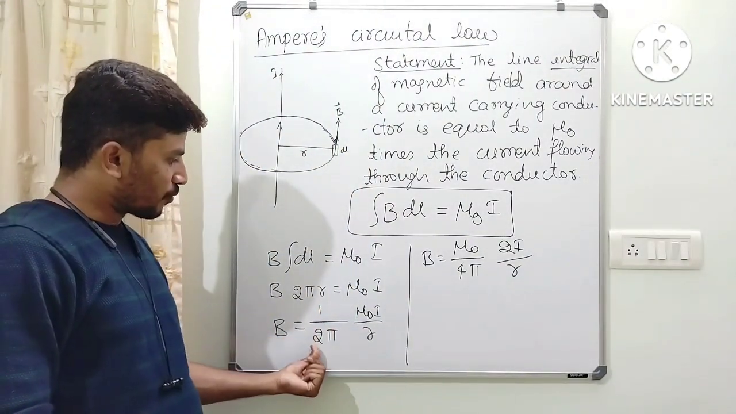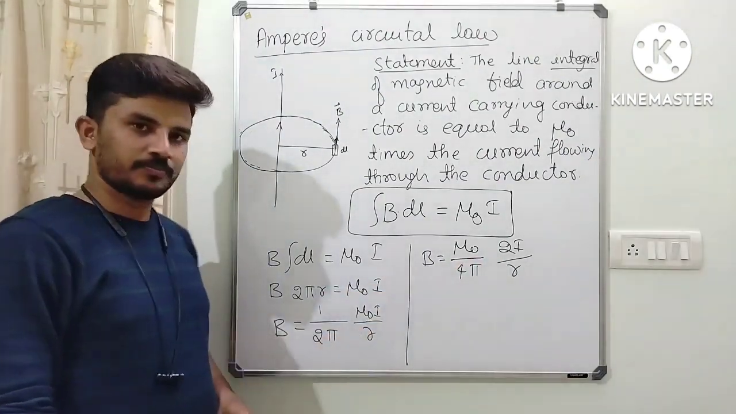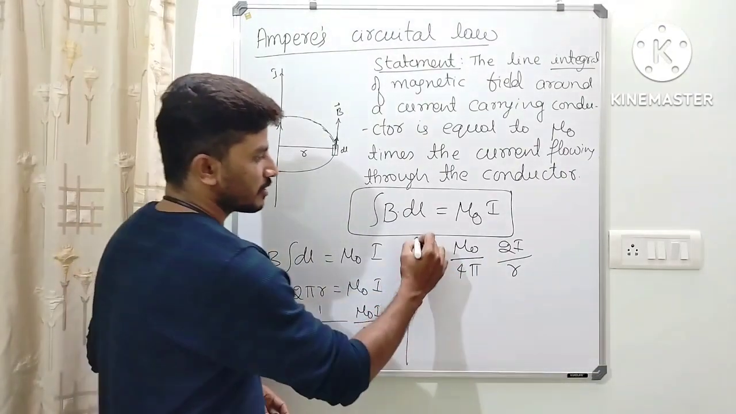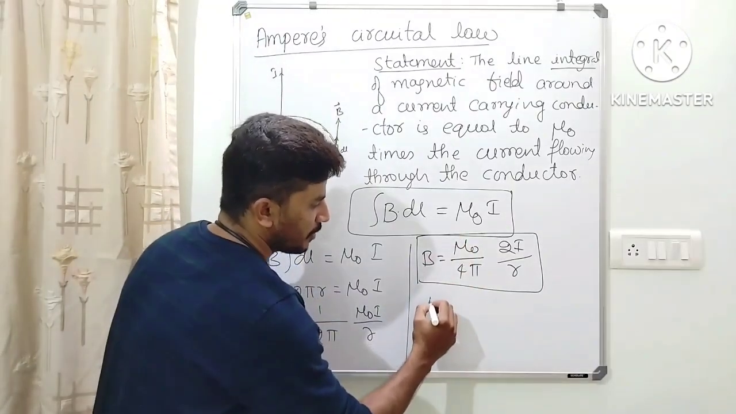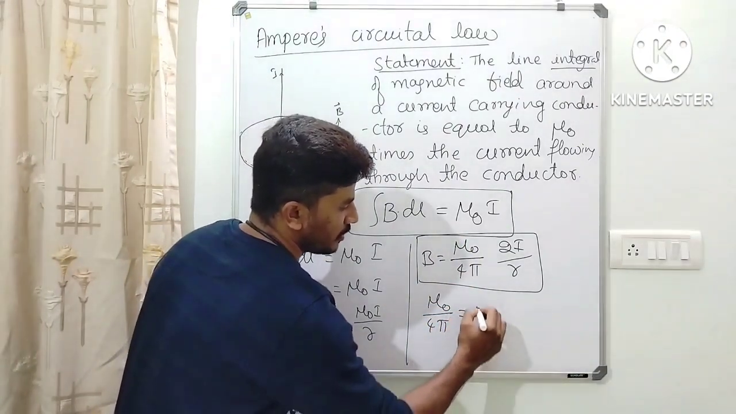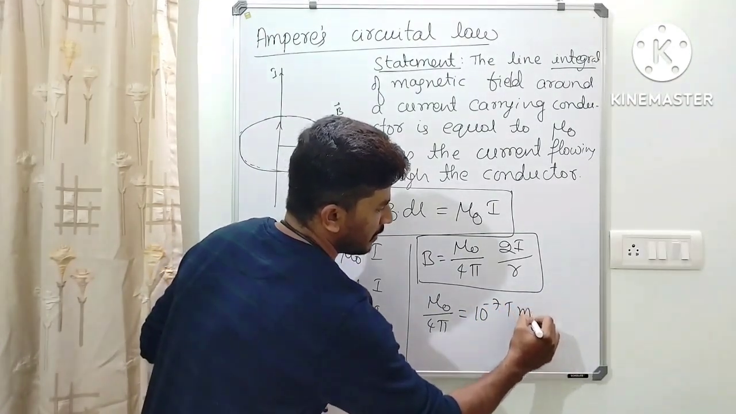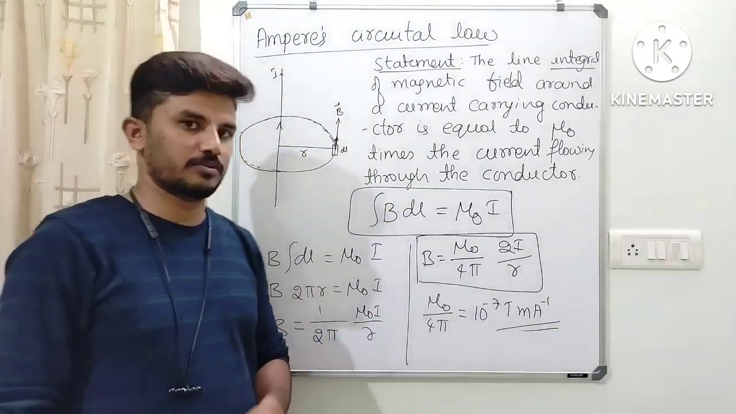Mu naught by 4 pi is equal to 2I by r will give the same thing. If we cancel 2, we'll get the same thing. So I just change it like this, because we know the value of mu naught by 4 pi is equal to 10 to the power minus 7 Tesla meter per ampere. Okay, directly we can substitute.